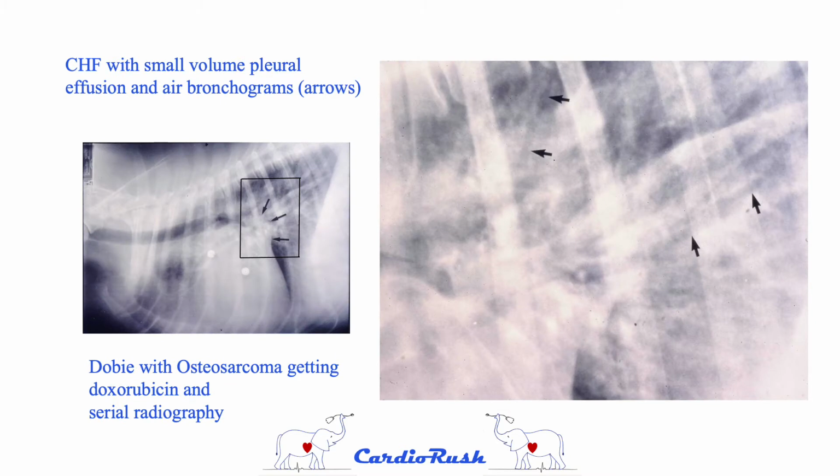Over time, this progressed a little further, and now the dog has significant left atrial enlargement, a little bit of a pleural fissure line here, progressive vascular enlargement, and here you can see this sort of black line there. That's an alveolar pattern, indicating that there is some alveolar flooding in the lungs as well.